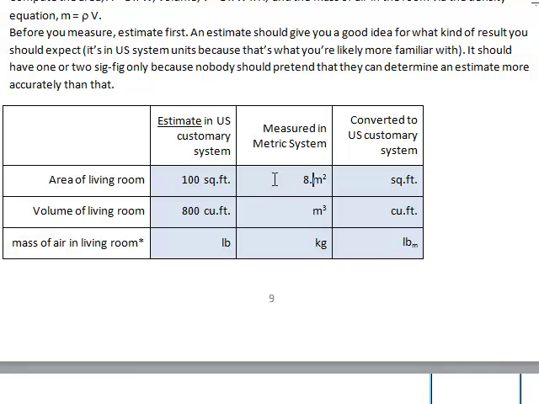8.69 square meters, and converted, that was 93.5 square feet. And obviously, again, the area was easy for the estimate here. It's about 100 square feet. And then I have 18.9 cubic meters and 666 cubic feet. And then I'm going to do the estimate for the air in the living room.